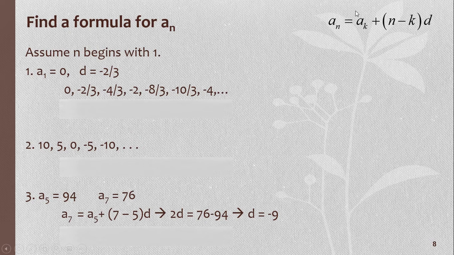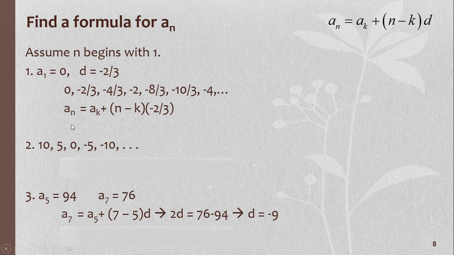So let's get used to this formula over here. I'm going to assume that n begins with 1 as my lowest one here. So a sub 1 is equal to 0. So my first term is 0. My difference is negative 2/3. So 0, negative 2/3, negative 4/3, all the way down the line. So I can write that using this formula here: a sub n is equal to a sub k plus n minus k times my difference, which we figured out was negative 2/3.